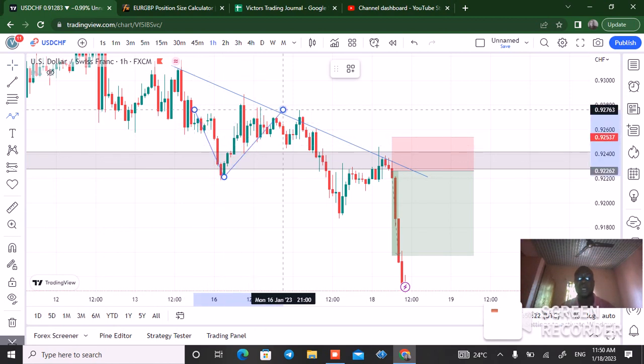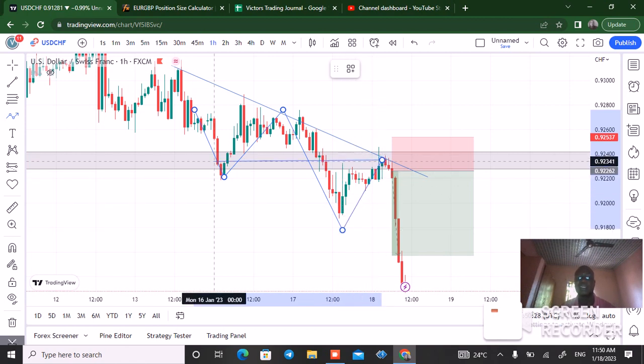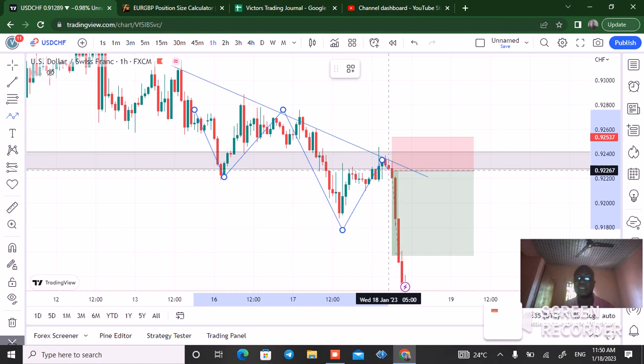Okay, now after breaking the zone, it came back to retest that level. This is what we call in forex change of roles. This was the previous support level, and it is now coming back to retest as a resistance level. So now support has become resistance, and price is now potentially going to head down.